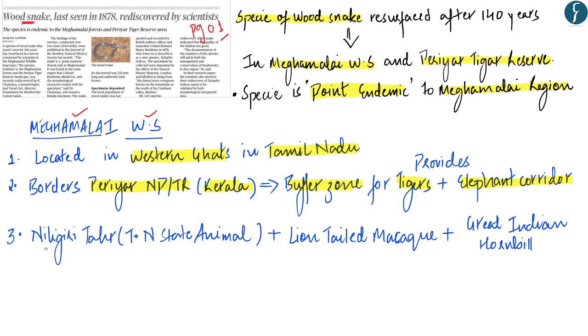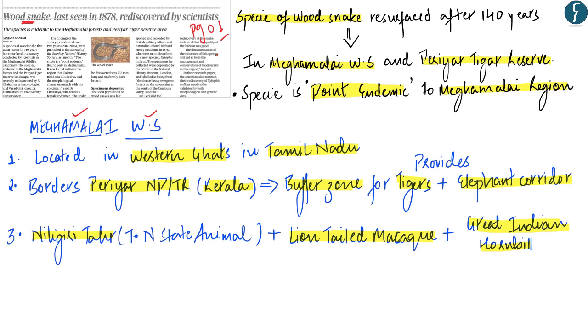As far as the biodiversity which is found in the Meghamalai Wildlife Sanctuary, this sanctuary is notable for the Nilgiri tahr, which is the state animal of Tamil Nadu, and also has good numbers of the lion-tailed macaque, and is also one of the very few places where the Great Indian Hornbill is found in the ground level forests.